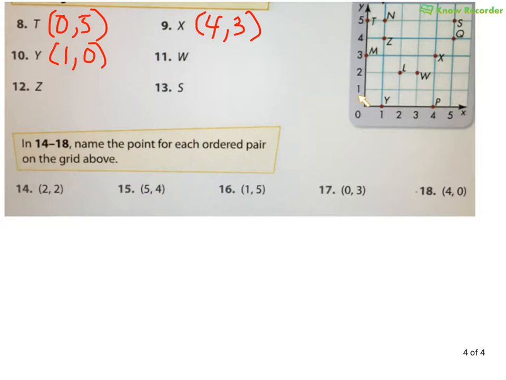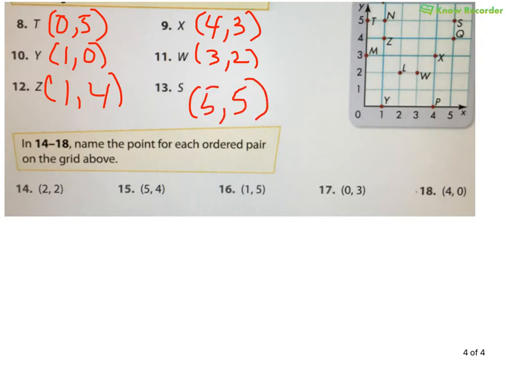W moved over 3, up 2. 3, 2. Z over 1, up 4. 1, 4. And S went over 5, up 5. Those you can't get wrong. They have the same number.